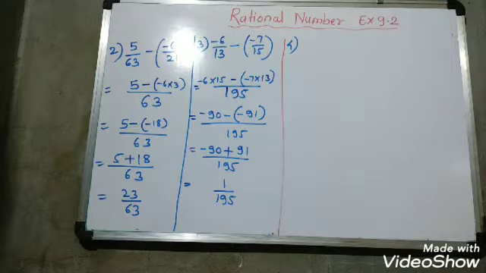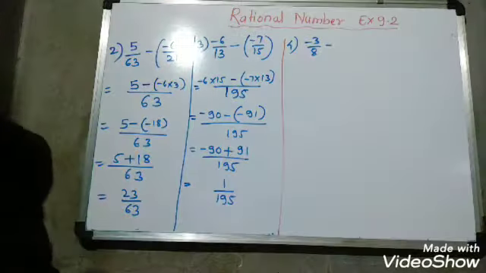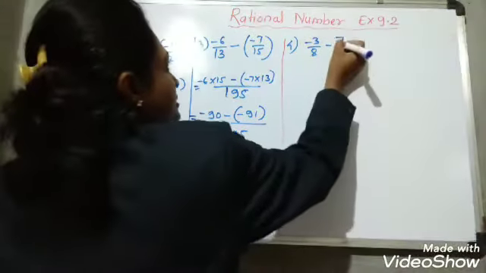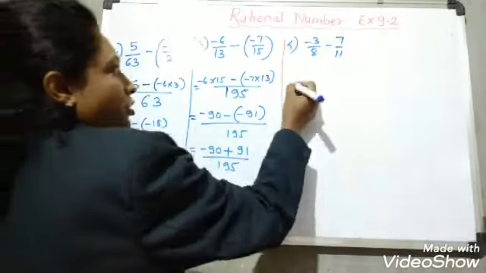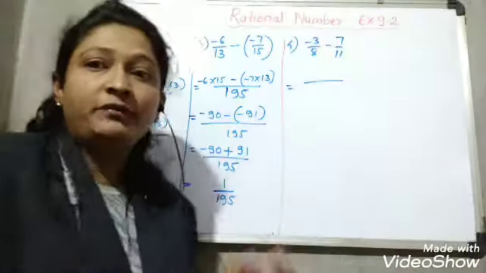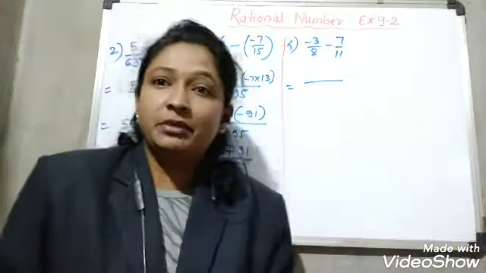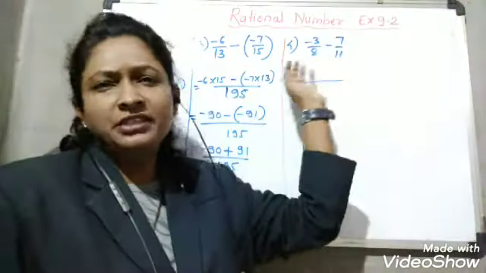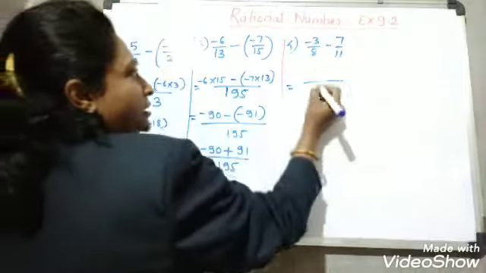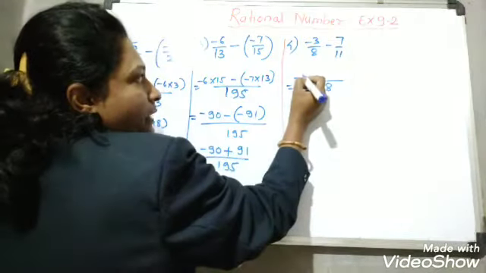So see, the fourth number is minus 3 upon 8 and minus 7 upon 11. Here also see, the numbers are small, so we can do the cross multiplication. Okay students, it depends on you by which method you are solving. See, the LCM method is to be used whenever big numbers are there. For small numbers also you can use the LCM method, but if you know the tables, you can easily solve it.